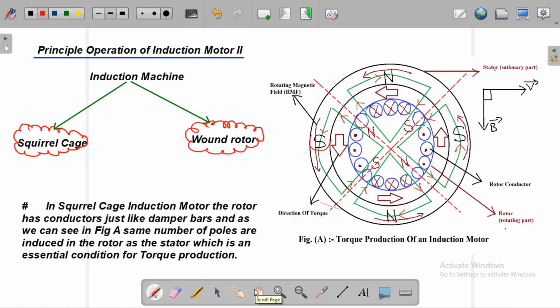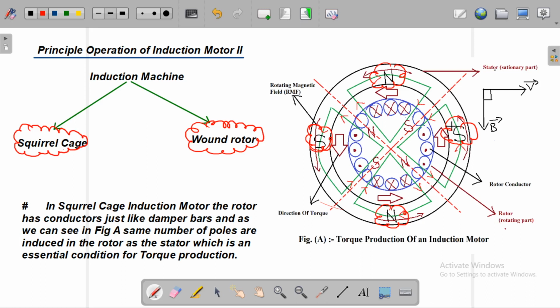Before we start the explanation of the squirrel cage induction motor and the wound rotor induction motor, let's discuss the torque production of an induction motor. See what happens in an induction motor. Let us assume the stator magnetic poles are North Pole, South Pole, North Pole and South Pole. The stator is the outer part of any induction motor, where we supply the AC voltage.